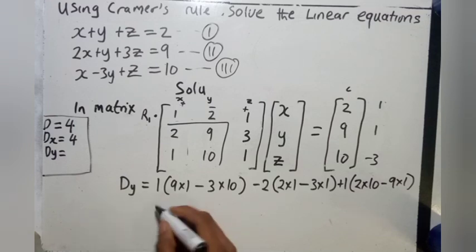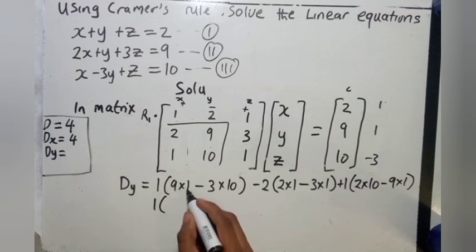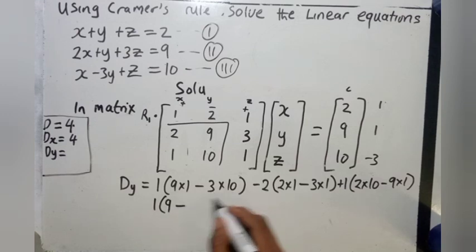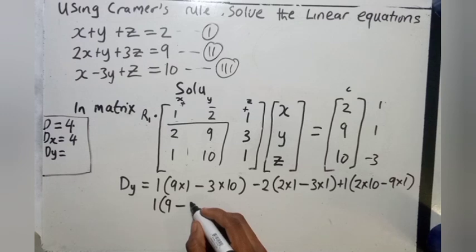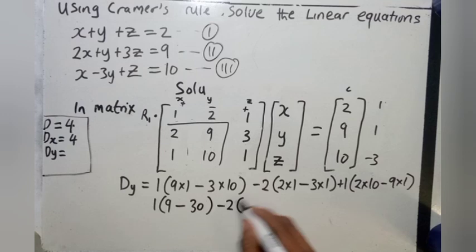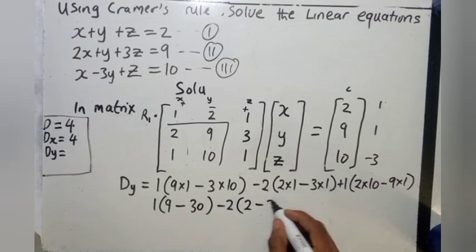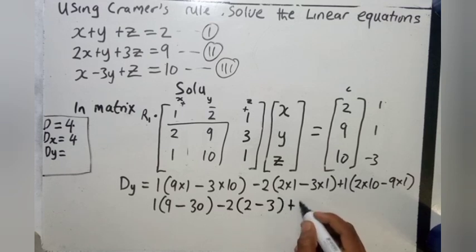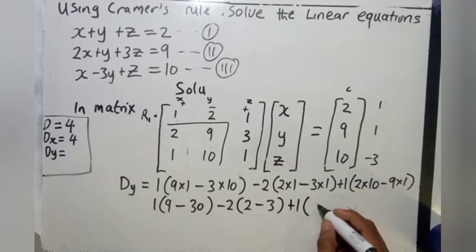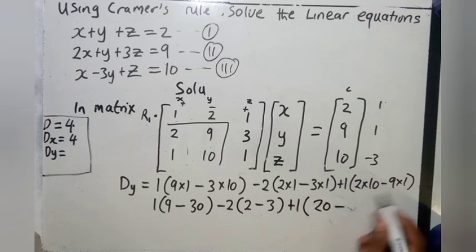Now, you have here to be what? 9 times 1, which is what? 9. Minus 3 times 10, which is what? 30. Minus 2 for this. 2 times 1 is what? 2. 3 times 1 is what? 3. Plus 1. This. Now, 2 times 10 is what? 20. Minus 9 times 1 is what? 9.